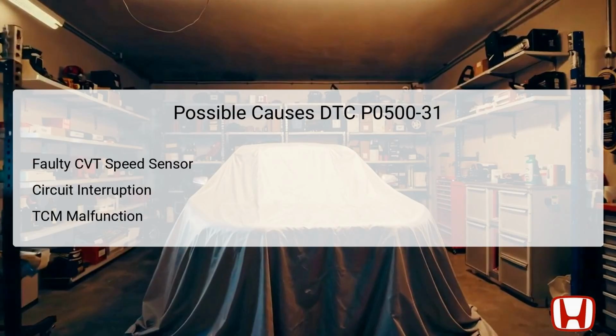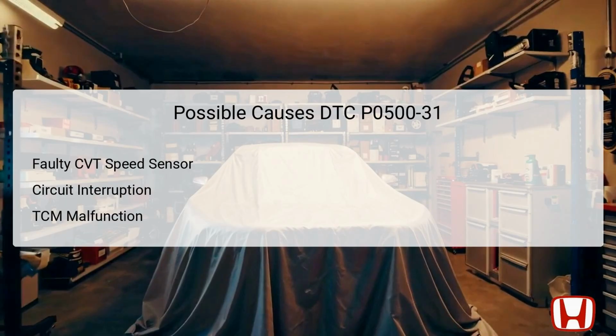There are several potential causes for DTC P0500-31. The first and most common is a faulty CVT speed sensor itself. If the sensor fails, it may not generate the correct signal, leading to an erroneous reading by the TCM. Another potential cause could be an interruption in the external wiring circuit that connects the sensor to the TCM.